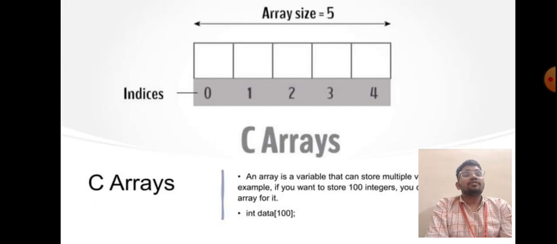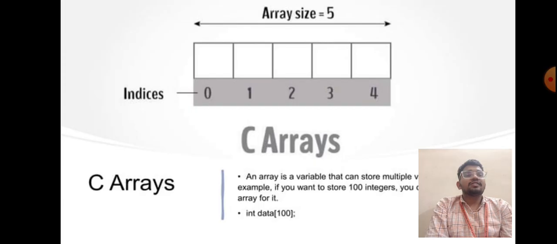Here is how we represent arrays. It has index values. Index value always starts from 0. An array is a variable that can hold multiple values. For example, if you want to store 100 integers, you can use an array for it: int data of size 100.